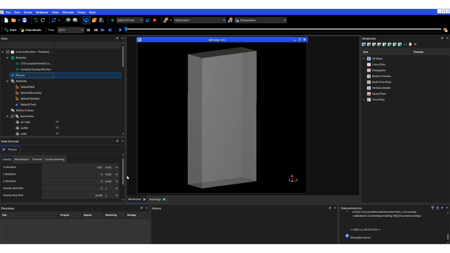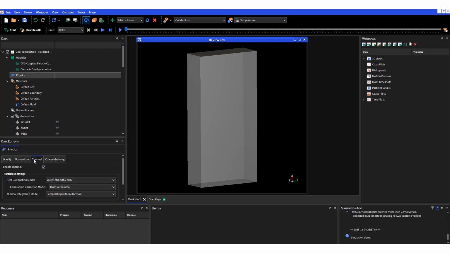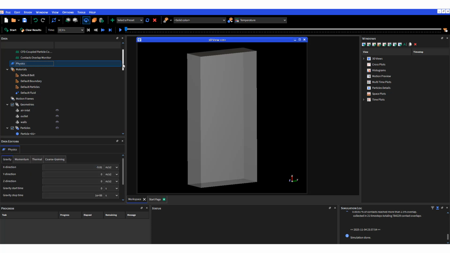For physics, we need to define the gravity, basically gravity pointing in the negative x direction. As you can see from the geometry here, air will be moving from the inlet boundary at the bottom to the top, and nothing to change here in momentum. And for thermal, you can just click enable thermal, and of course gravity enabled. So that's basically it for physics.